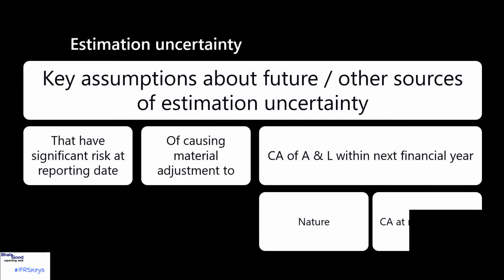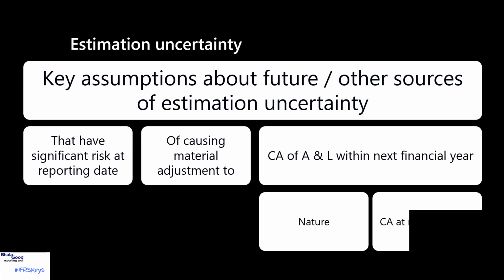Similarly, there are always estimations in accounting. What is required from a disclosure perspective are those key assumptions about any future or other sources of estimation uncertainty. However, what we need to be careful of here is that we don't disclose all key assumptions. We only disclose those key assumptions that have got a significant risk at the reporting date of causing a material adjustment to the carrying amount of assets and liabilities within the next financial year. Therefore, if the carrying amount of an asset or liability would not change materially in the next financial year, you do not need to disclose any estimation uncertainty.